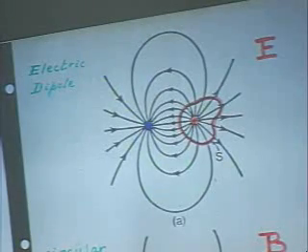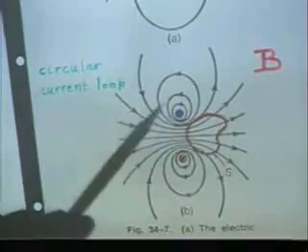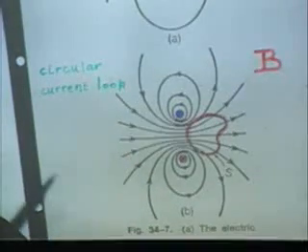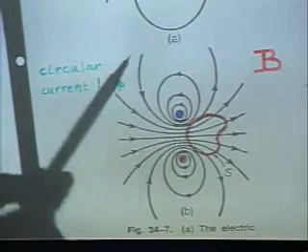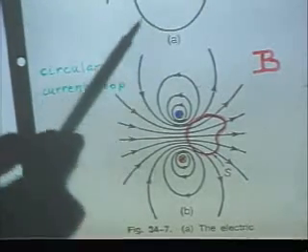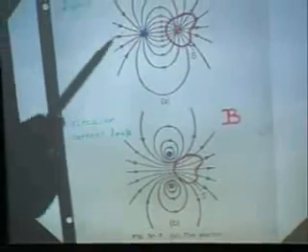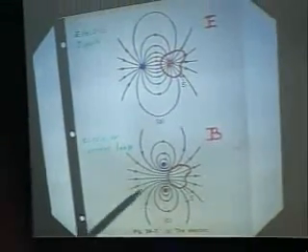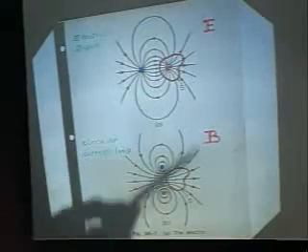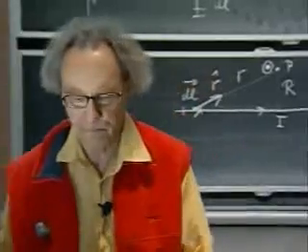Now look at your current loop here. The current is going into the paper here, coming out of the paper. It is a loop. And look, you see the same configuration. Field lines, field lines. This goes like so. This one goes like so. Here, the electric field lines coming in. Magnetic field lines are coming in. Electric field lines are going out. Magnetic field lines are going out. They look very similar.